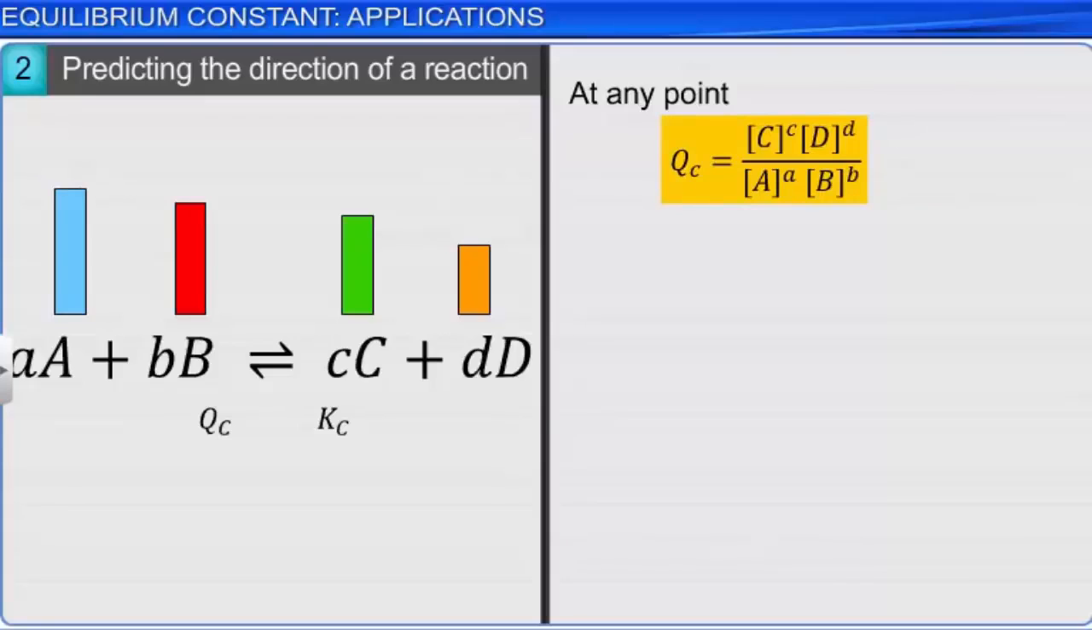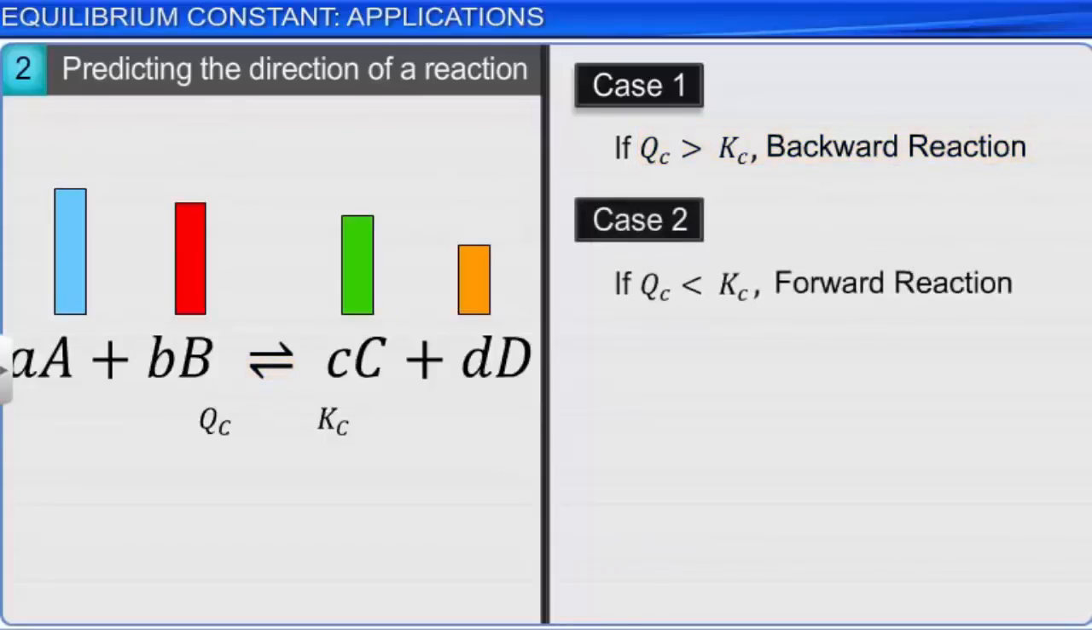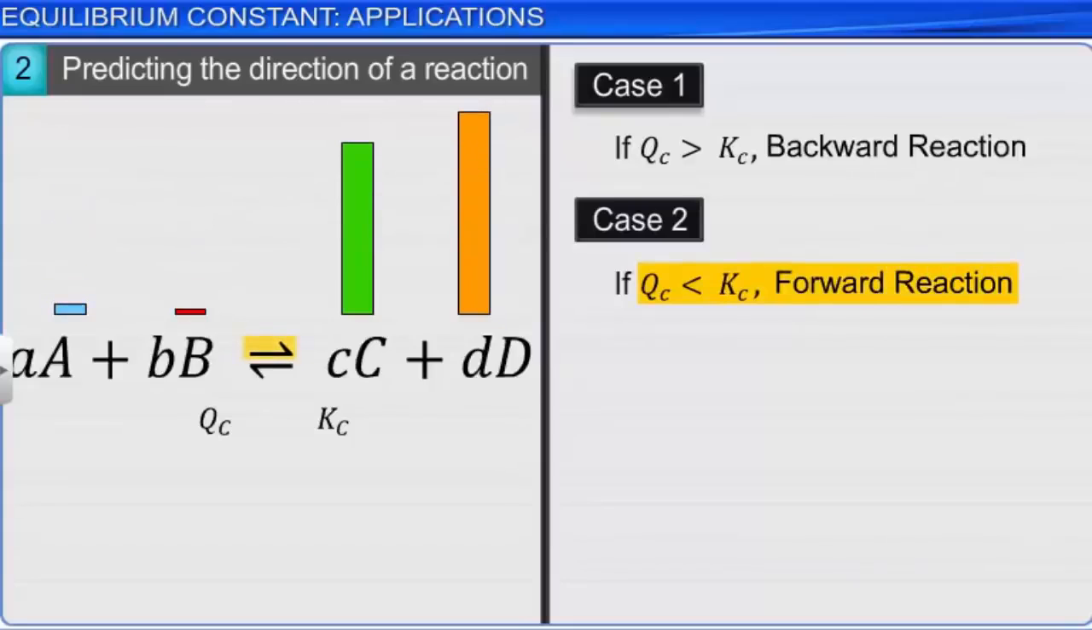Let us now examine how reaction quotient and equilibrium constant help us in predicting the direction of a reaction. If the value of reaction quotient Qc is greater than equilibrium constant Kc, it means that the backward reaction takes place. In other words, the reaction proceeds in the direction of the reactants. If the value of Qc is less than Kc, it means that the forward reaction takes place. That is, the reaction proceeds in the direction of the products.